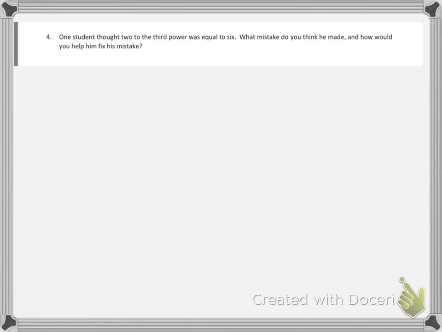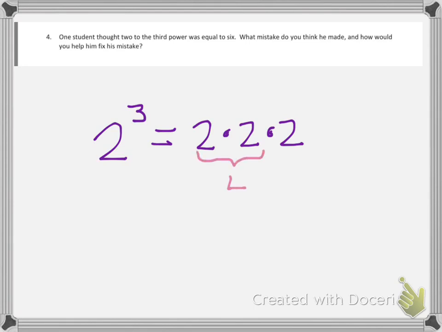All right, you should have written the exponential form 2 to the 3rd power, or 2 cubed. 2 to the 3rd power means 2 times 2 times 2. And if we break this down piece by piece, we find that 2 times 2 is 4. And then we have to multiply by another 2. And 4 times 2 is 8. So what did the student do wrong?